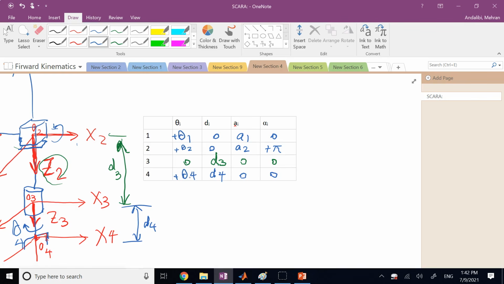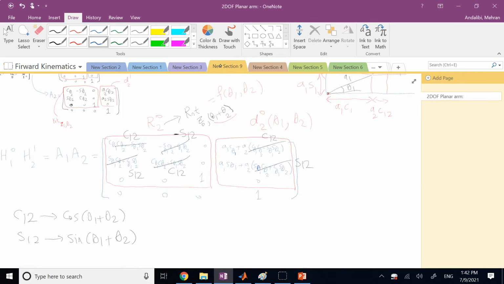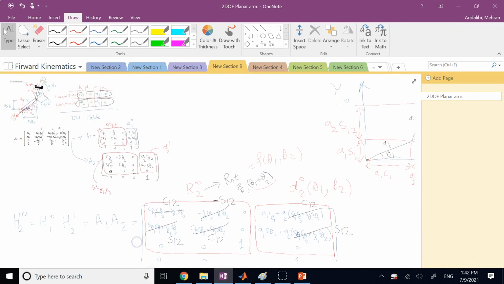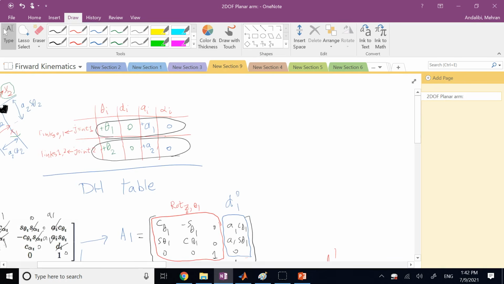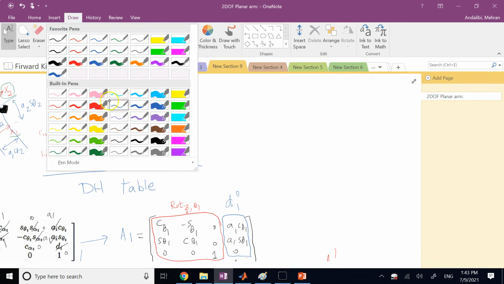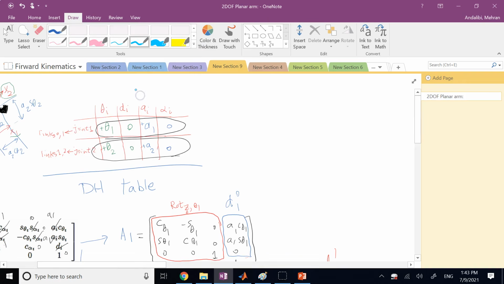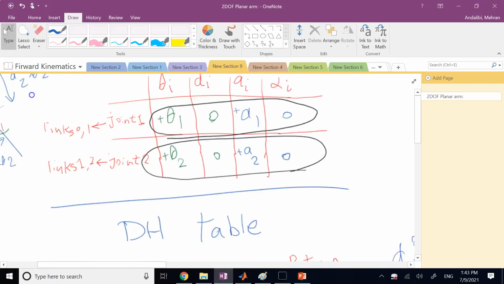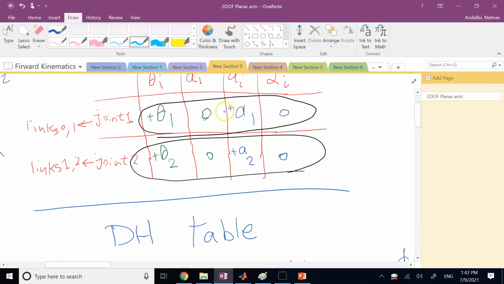Good. So now I got my table right. And if you look at this table or the previous table that we had, remember I told you one important thing and I want to re-emphasize that. If you look in each row of the table, only one of these four parameters is variable. What is it here? If you look between A1 and theta 1, which one is variable?